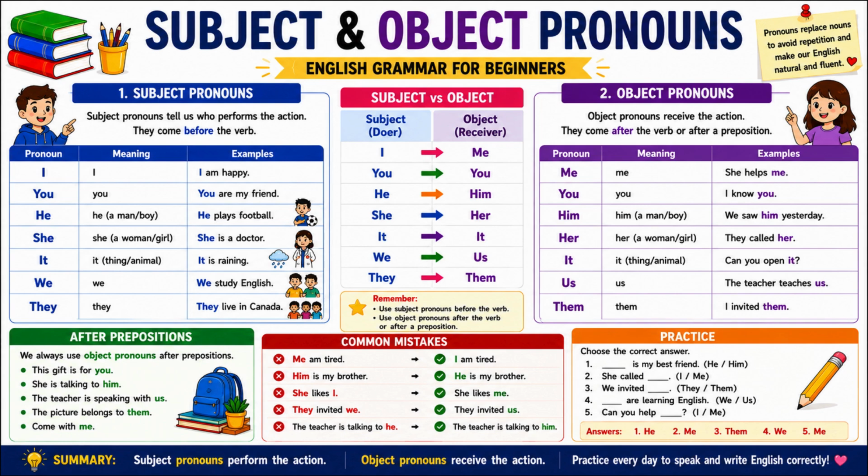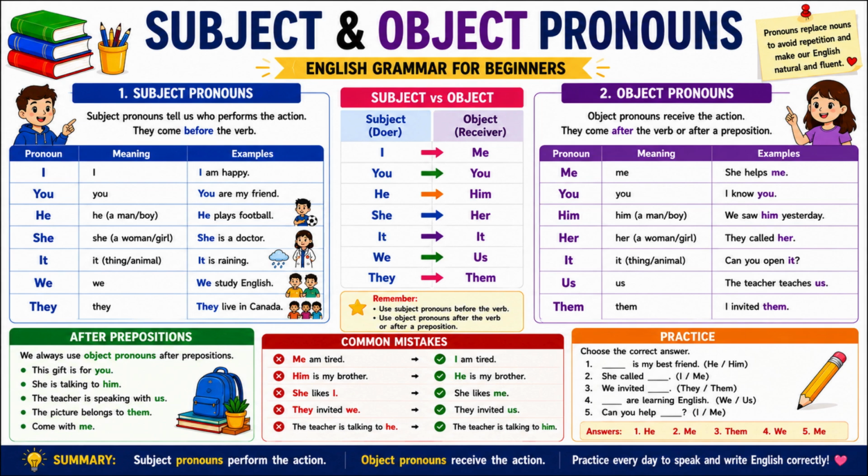Practice. Choose the correct answer. Blank is my best friend. He/him. She called blank. I/me. We invited blank. They/them. Blank are learning English. We/us. Can you help blank? I/me. Answers: he, me, them, we, me.